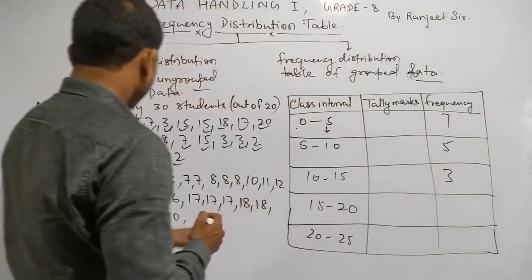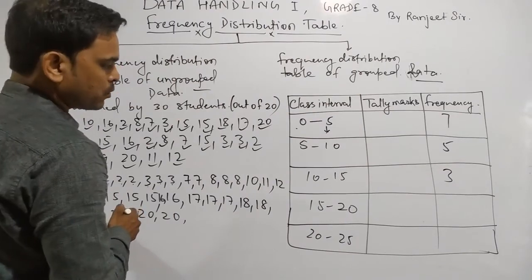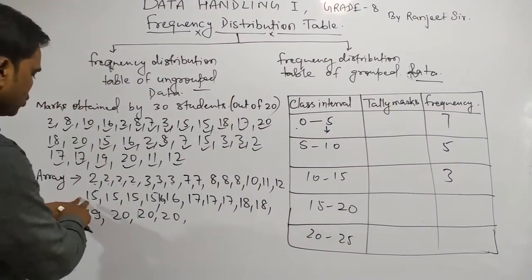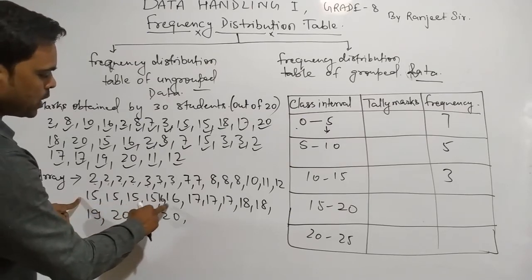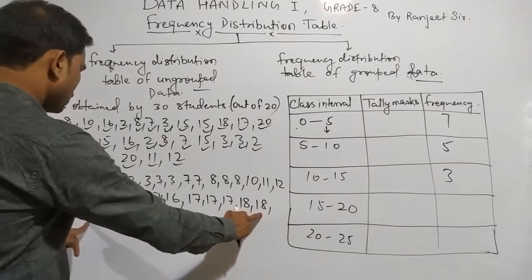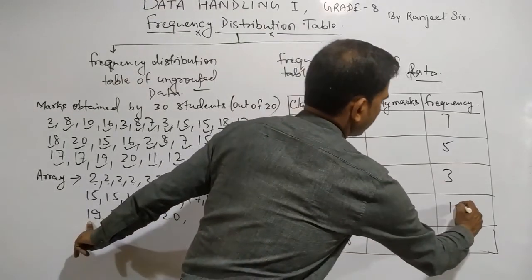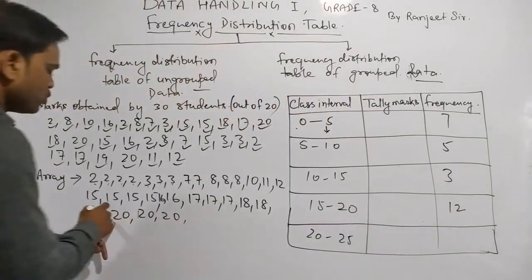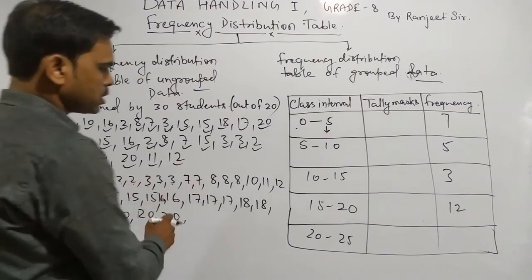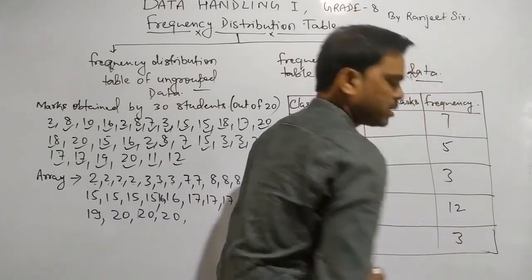We'll write it here. The next one is 15 to 20, here only will include 15. So 1 2 3 4 5 6 7 8 9 10 11 12 are there, so we'll write here 12, and this more than 20 or 20 will write in the next. So 1 2 3 members are there, we'll write here 3.